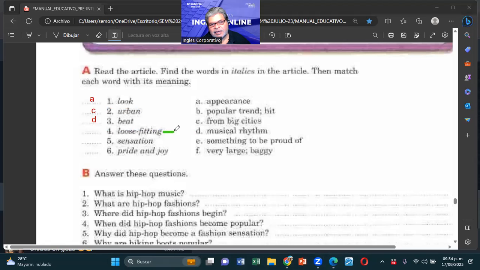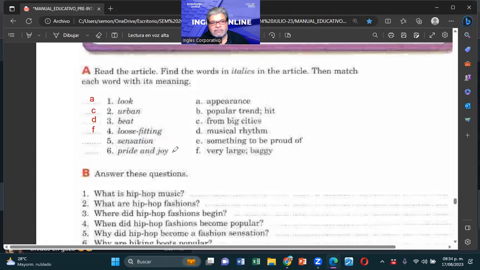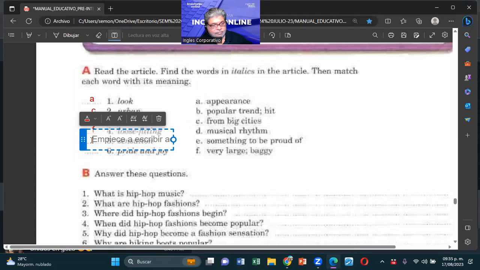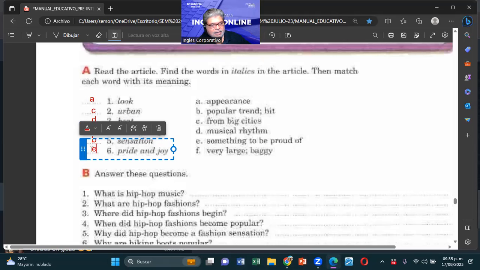Loose fitting. What is loose fitting? Popular trend, hit? No. Very large, baggy. Yes, very large. Baggy. Letter F. What's the meaning of sensation? Popular trend, hit. Yes, popular trend, hit. And of course, the last one, pride and joy. Pride and joy is something to be proud of. Yes, something to be proud of.